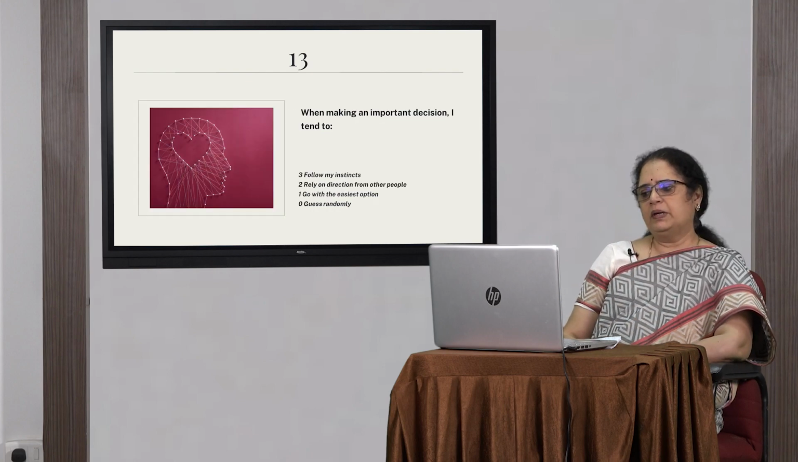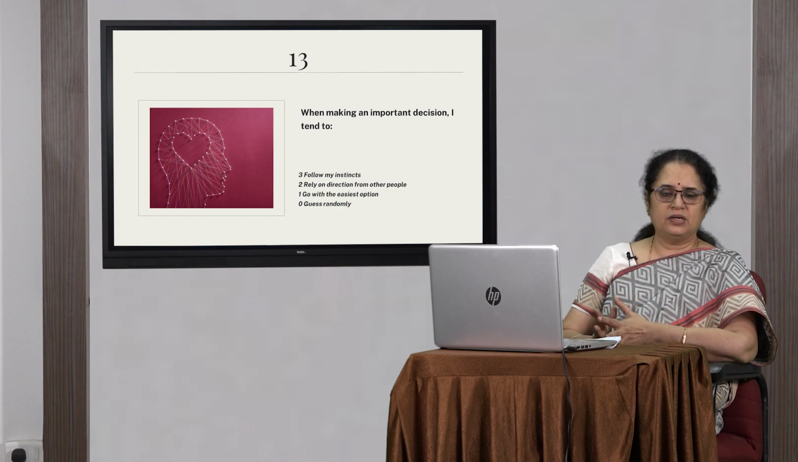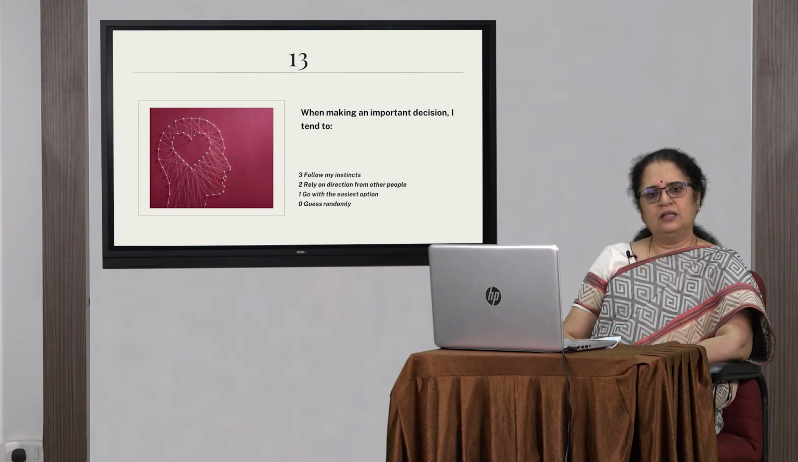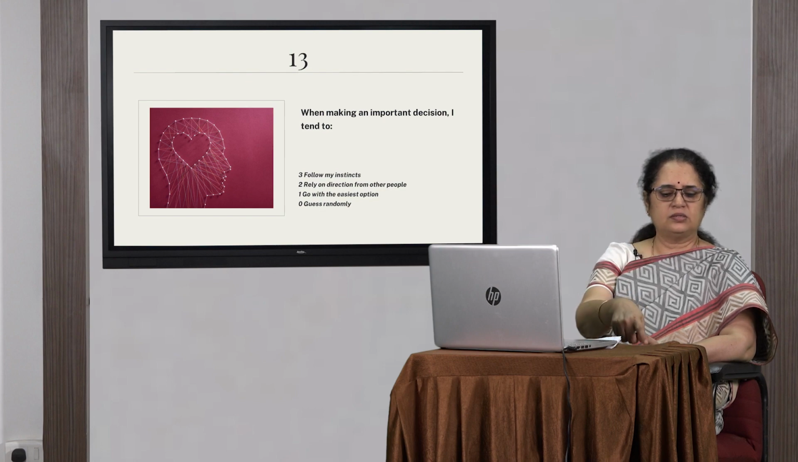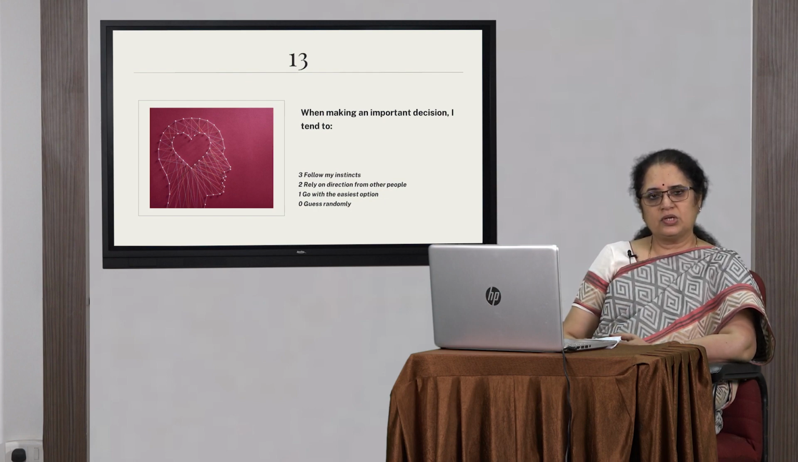Number 13: when making an important decision, I tend to follow my instincts, rely on direction from other people, go with the easiest option, or guess randomly. Let's say it's an important decision, like you finished 10th standard, let's say 12th standard, and you're getting into college. It's an important decision that you have to take. Which course are you going to take? Do you follow your instincts? Okay, this box number 3 looks good, something tells me I should tick this box. Is that how you choose what you want to study?